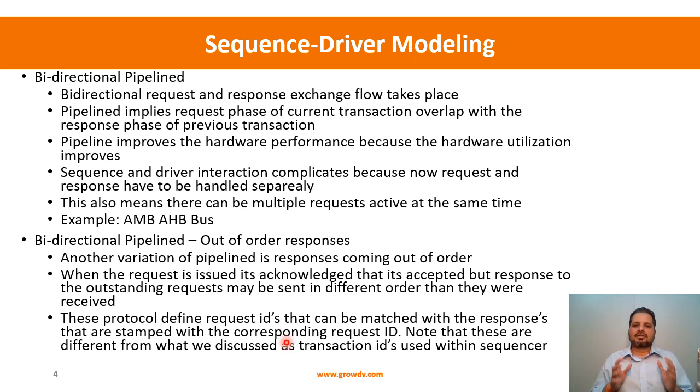So, in summary, we have unidirectional, bidirectional non-pipelined, bidirectional pipelined with in-order responses, and bidirectional pipelined with out of order responses. These are some of the real life use cases that I'm talking about. Now, how to model such things using the APIs provided by the sequencer and the driver, we will look at in the next few slides.